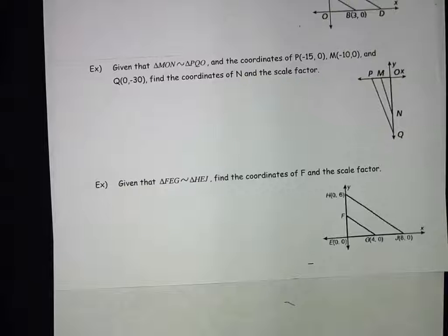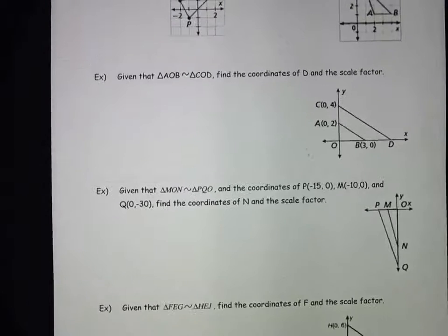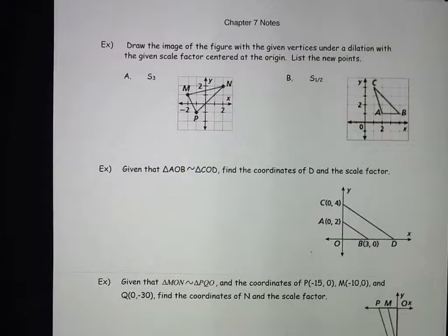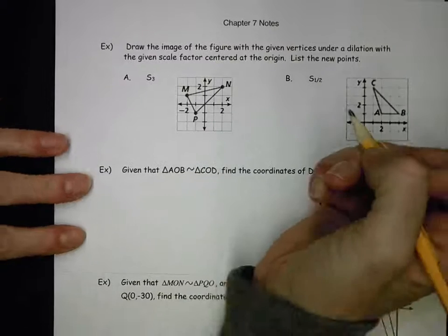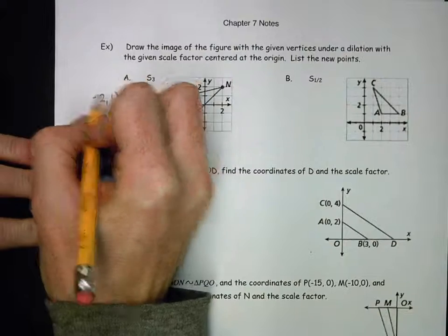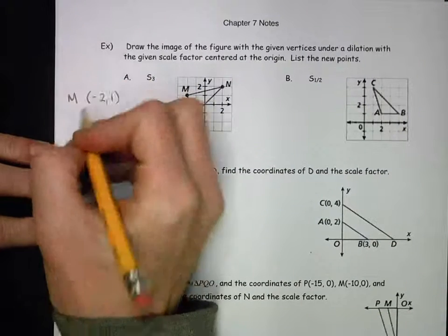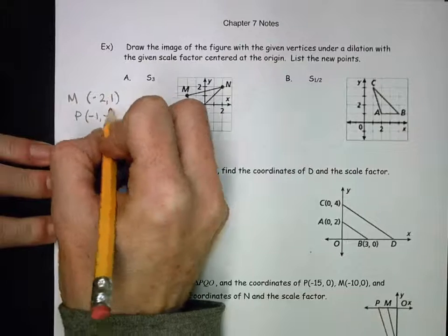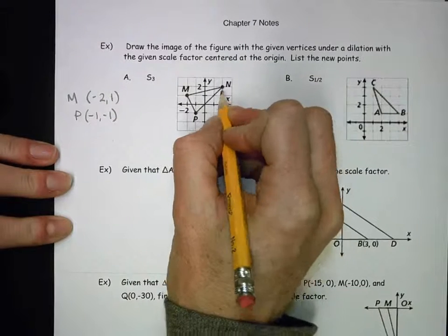If you flip your page, the last example we're going to do is we are going to actually do some scale factors on coordinate planes. First one, draw the image of the figure with the given vertices under a dilation with a scale factor centered at the origin. List the new points. First thing we're going to do is I'm going to list my original points. Point M, it has the coordinates -2, 1. Point P has the coordinates -1, -1. And point N has the coordinates 2, 2.